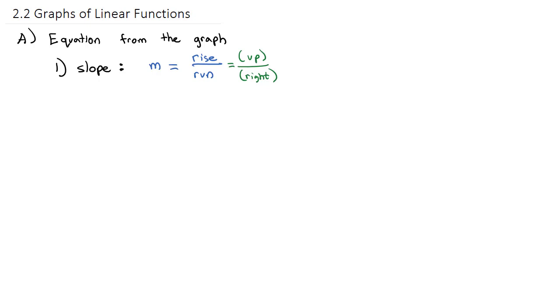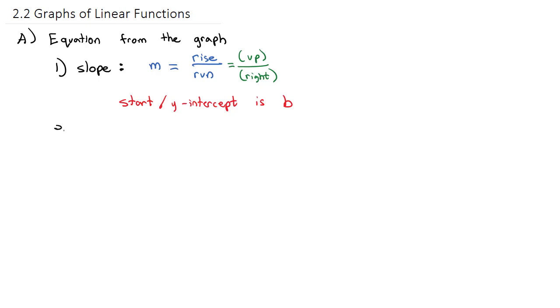Then all we need to do is identify the start value, or the y-intercept, is the b.